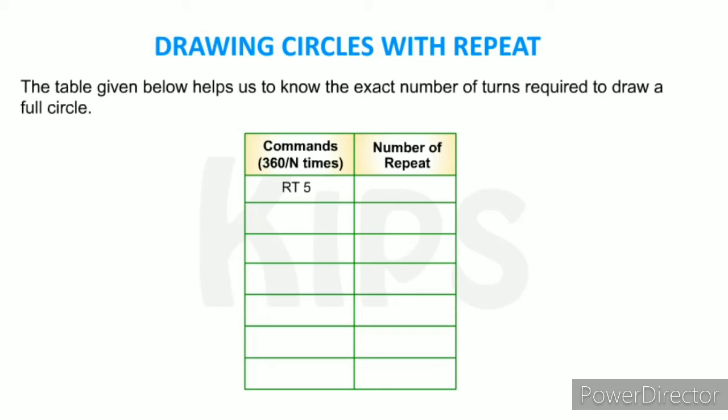For command RT5, the number of repeats is 72. When the command is RT10, the number of repeats is 36. With command RT15, the number of repeats is 24. With command RT20, the number of repeats is 18. When the command is RT40, the number of repeats is 9. When the command is RT60, the number of repeats is 6. And with command RT30, the number of repeats is 12.